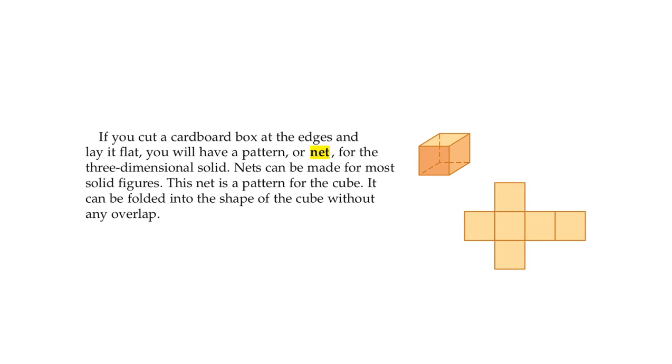Alright guys, this is a short video just about what a net is and how to find 2D surface area. So a net is just a 2D representation of the surfaces of one of the 3D polyhedra that we're dealing with. So here's an example of a cube where we cut it up.